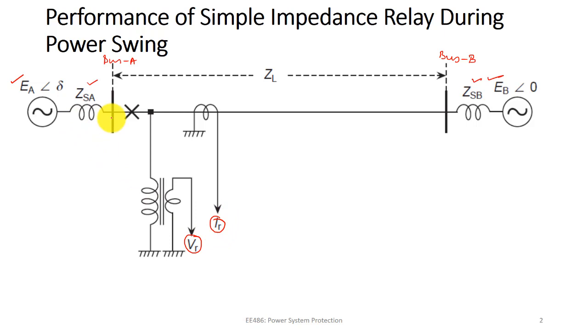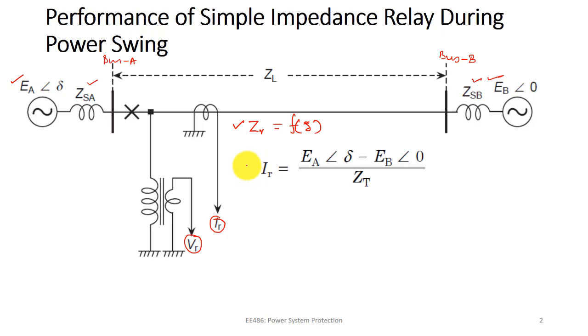Obviously, if we can express the impedance seen by the relay, that is ZR, as a function of delta, then under power swing we can find the exact characteristic of ZR, the impedance seen by the relay during power swing. Accordingly we can find whether it falls in the trip region or in the restraining region, and so decide the behavior of the impedance relay under power swing. Let us do that.